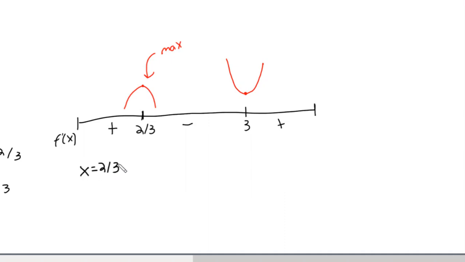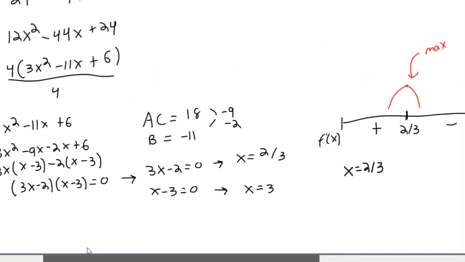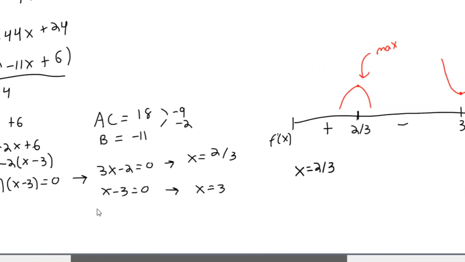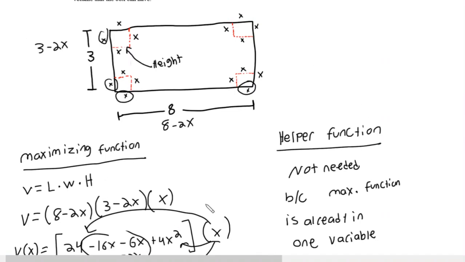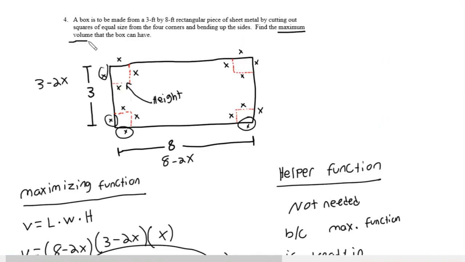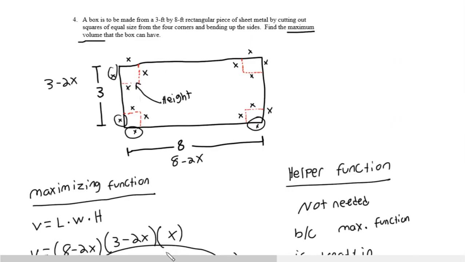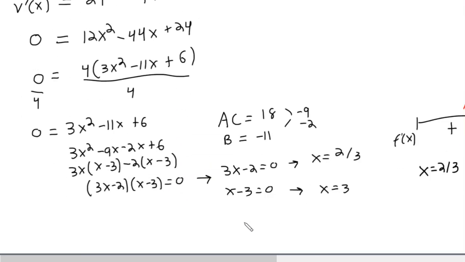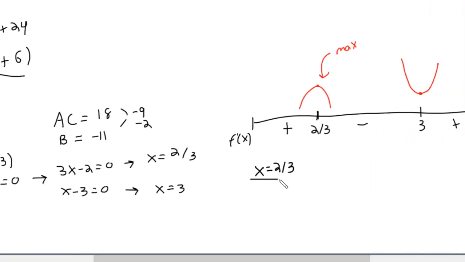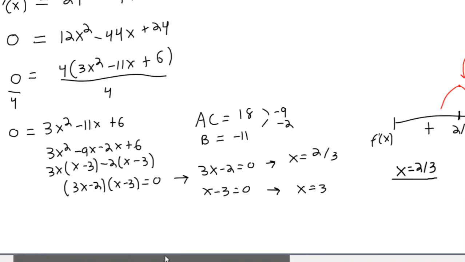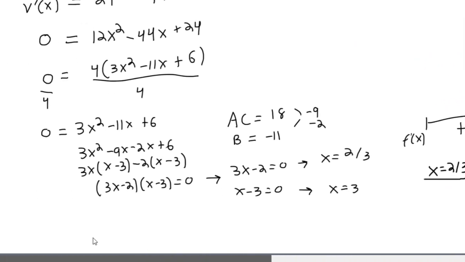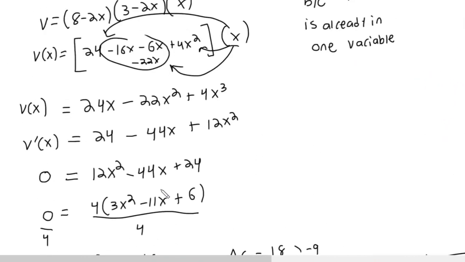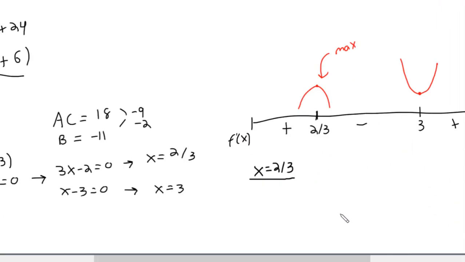If it were asking us, like, hey, what x value, what height is the maximum, we could just say x equals 2/3. But it's asking us for the maximum volume. So I'm going to plug 2/3 into my volume function. My volume function was, as we defined earlier, 24x minus 22x squared plus 4x cubed. So I'm going to plug that in.